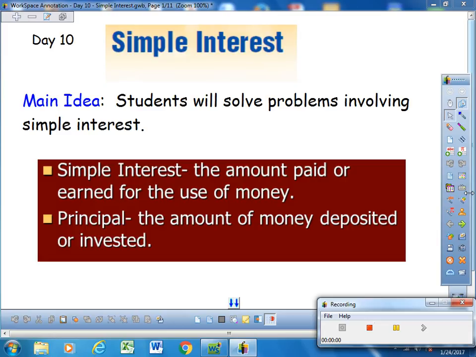The video lesson is on simple interest. You're going to solve problems involving simple interest, which is the amount paid or earned for the use of money. If you put money into a savings account, you earn interest. If you borrow money, you have to pay interest. The principal is the amount of money deposited or invested, or the amount of money that is borrowed.